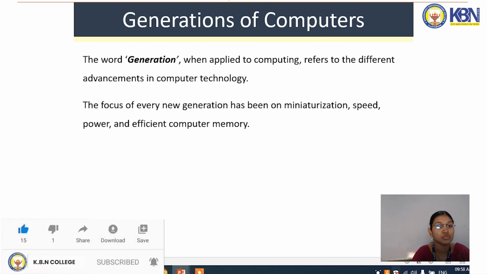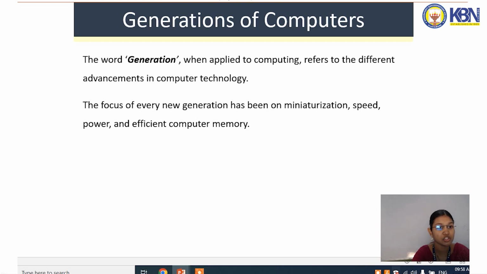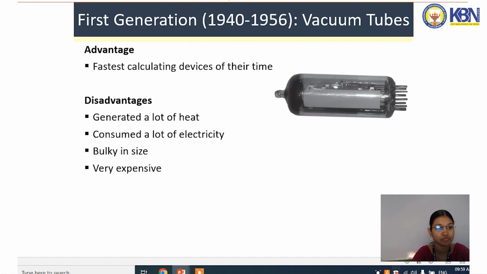Now coming to generations of a computer. In computers we have 5 generations. Each generation, when applied to computing, brought different advancements in computer technologies. We are focusing on 5 generations. They bring speed, power and efficient computer memory. Now we are discussing the first generation of a computer.